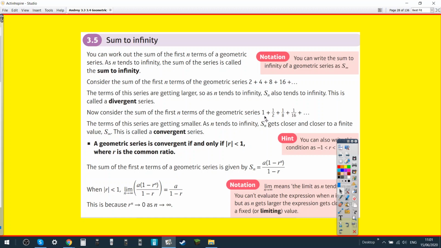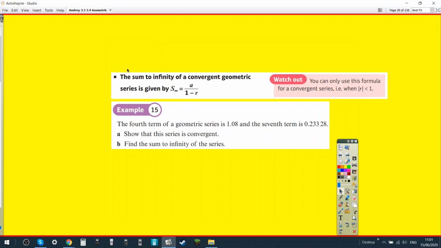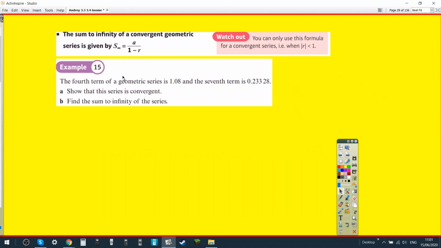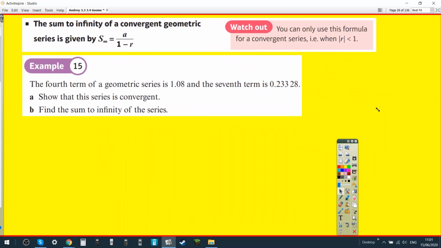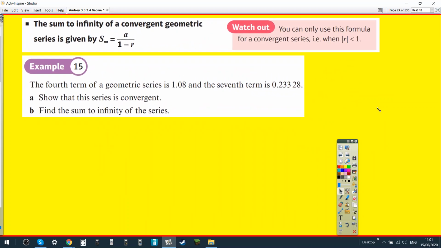For it to not go forever, the common ratio has to be in between 1 and minus 1. So it has to be a fraction. And so the numbers eventually become 0. So that it actually has, it's called convergent. It has an end point. Okay, let's try this.